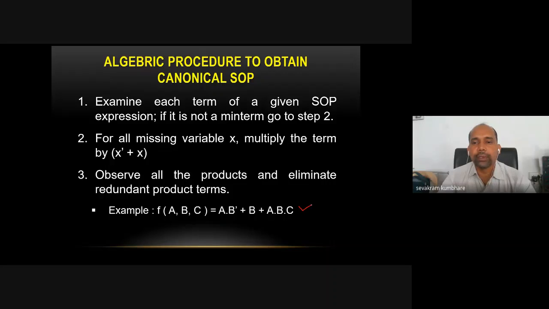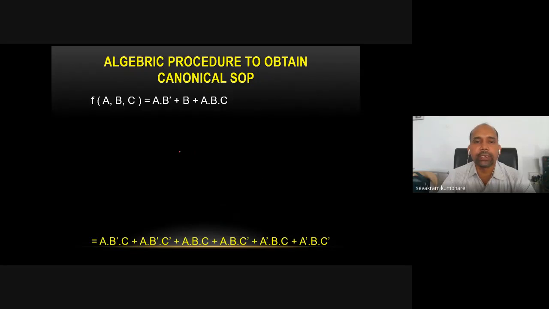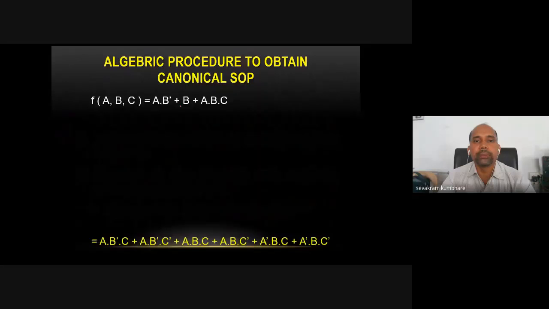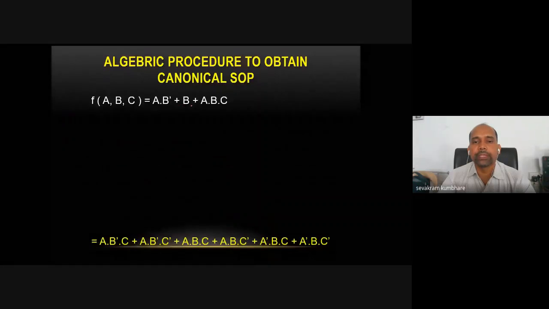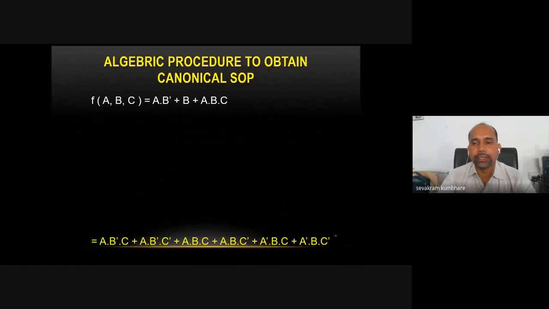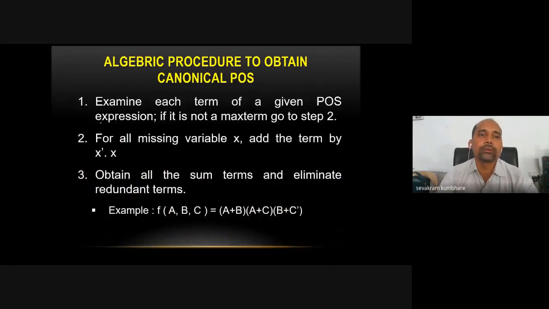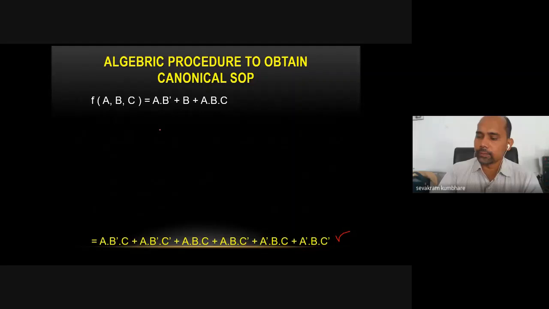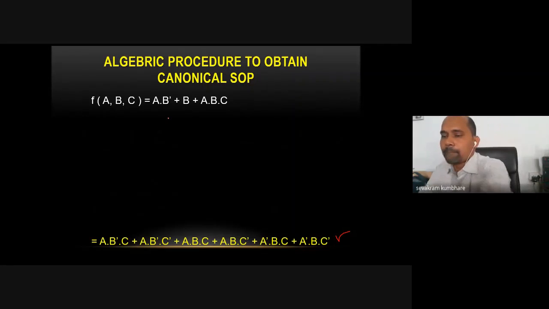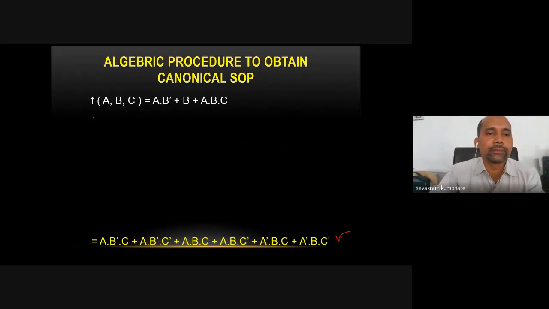This is another example which I would like to take: a b bar plus b plus a b c. Look, a b bar plus b plus a b c. So that is mentioned, and the final answer is this. Just for reference, I have written this. Now let us solve this. So what to do now? Can anyone tell? Please help me out.